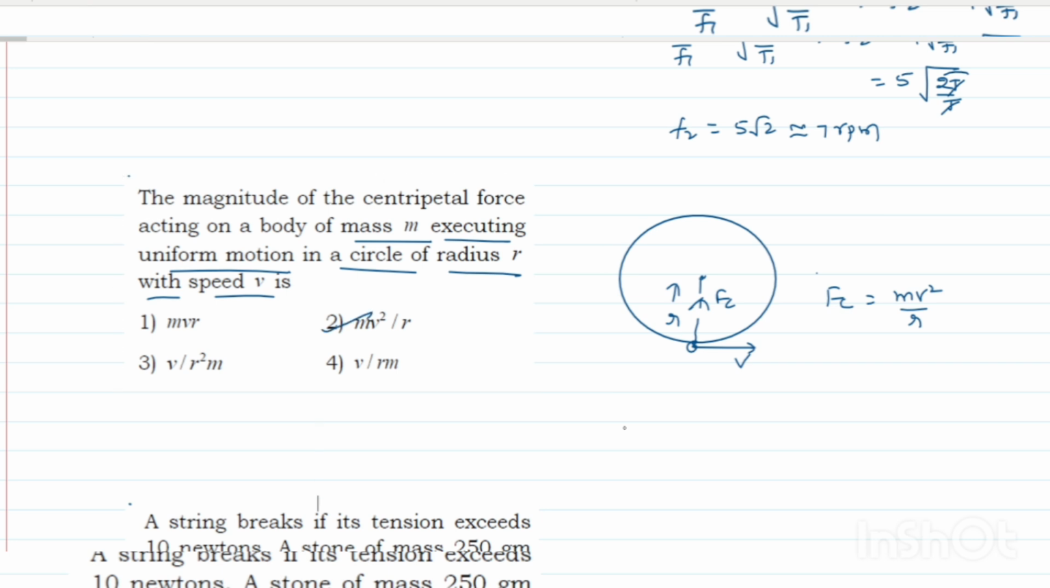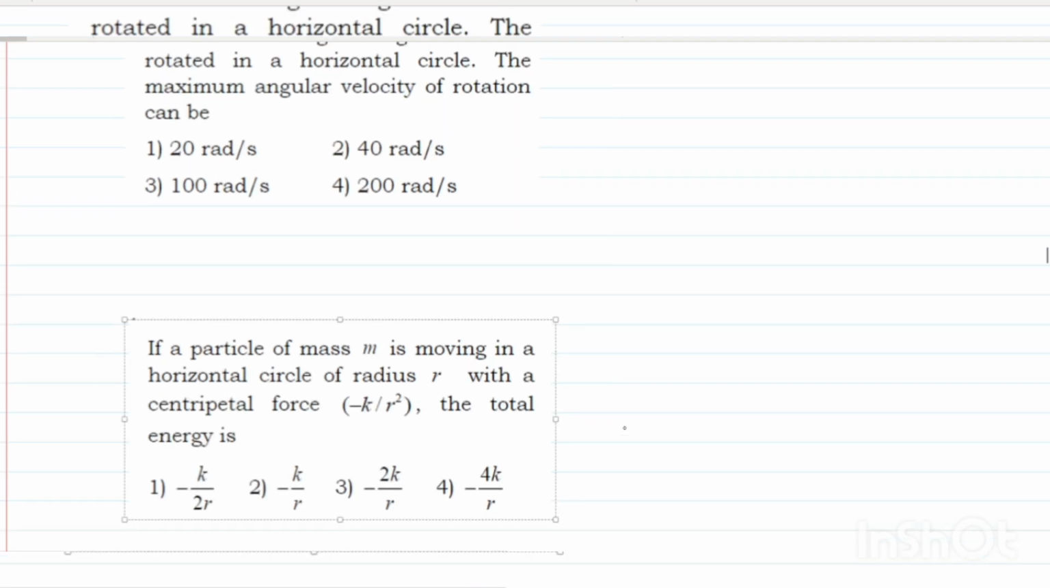Let us see the next question. A string breaks if its tension exceeds 10 newtons.